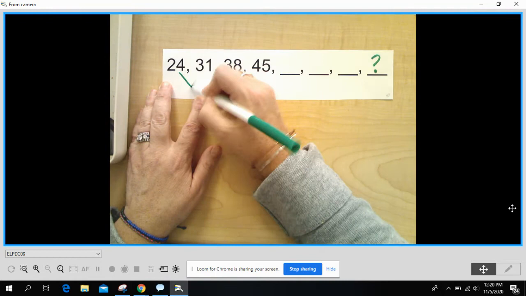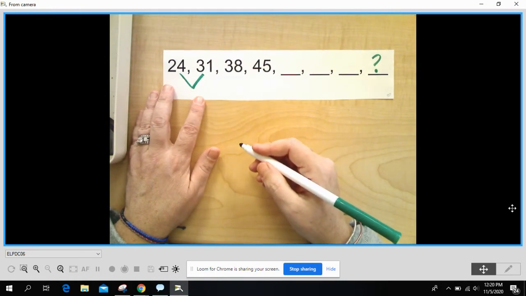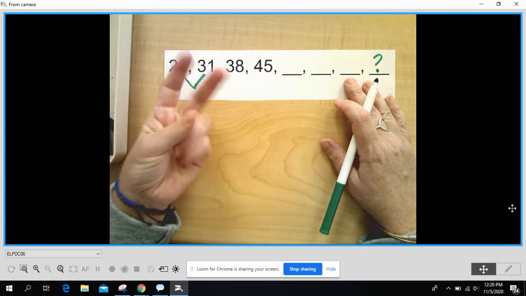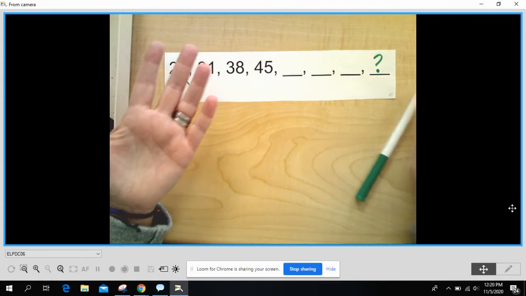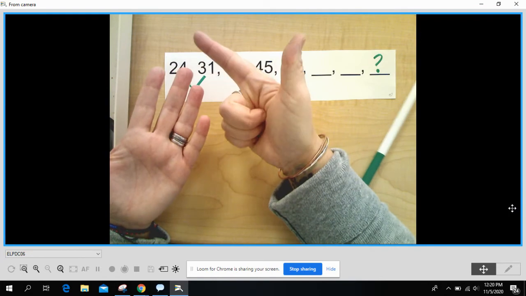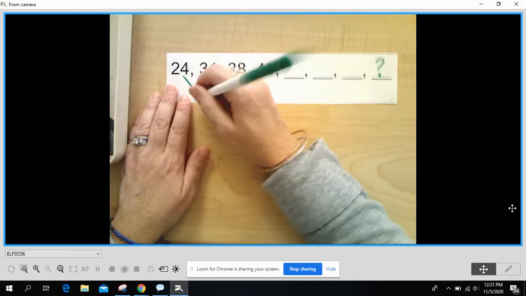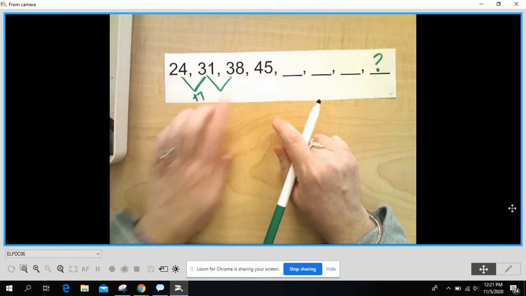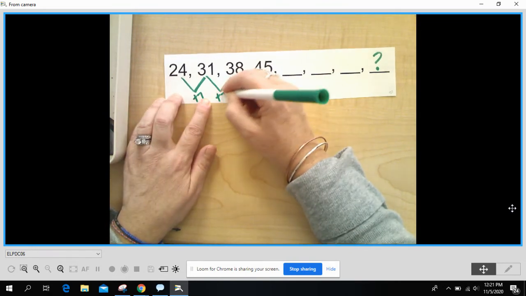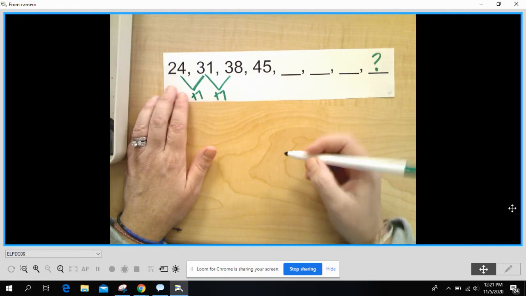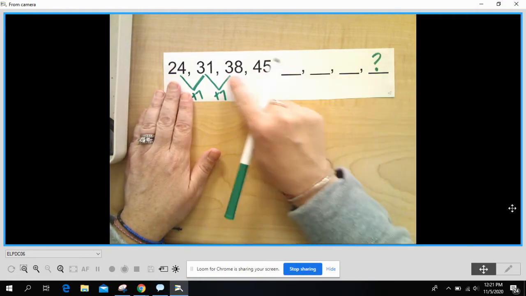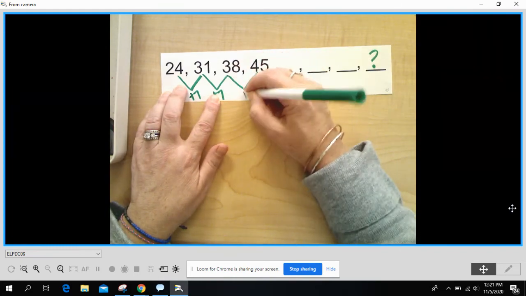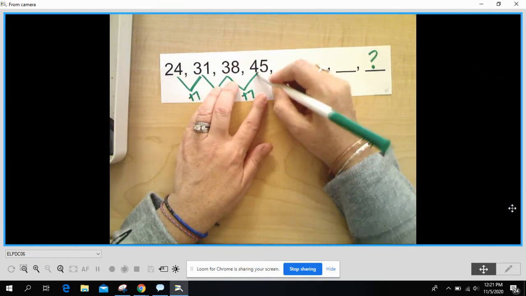All right, so from 24 to 31. Anybody you think you know what it is? 24, 25, 26, 27, 28, 29, 30, 31. Looks like a plus 7 to me. This one is easier for me to see. 31 to 38, I can clearly see that plus 7. But if I need to follow that rule to get to the 8th position. So 38 to 45, yes, a plus 7.